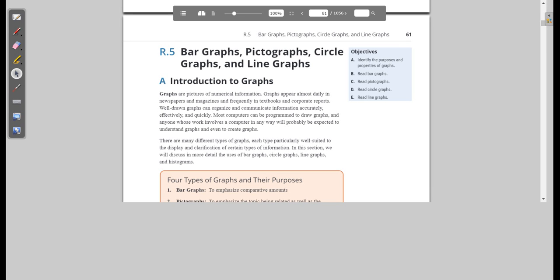Okay, so today we have a very short lesson. We're going to be talking about bar graphs, pictographs, circle graphs, and line graphs. So, all graphs.